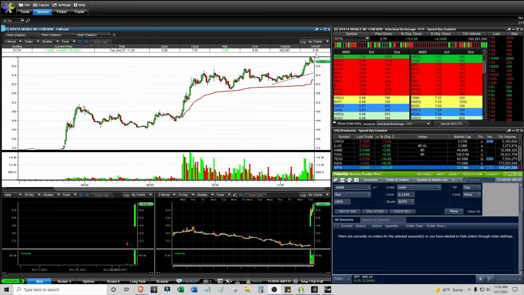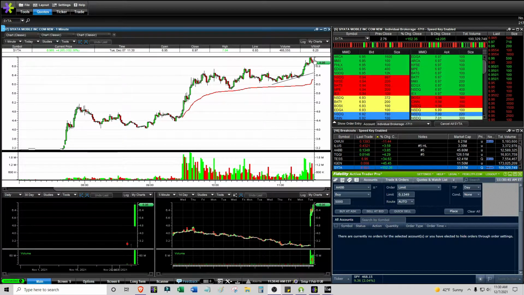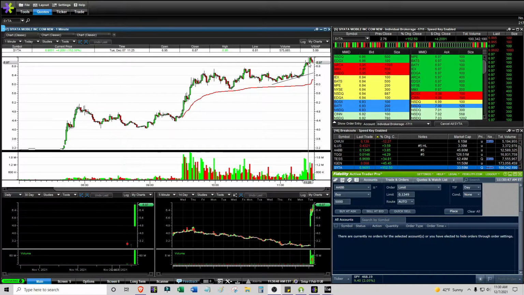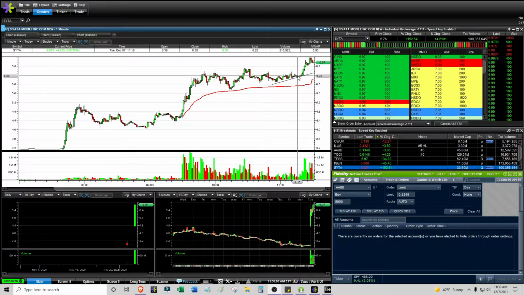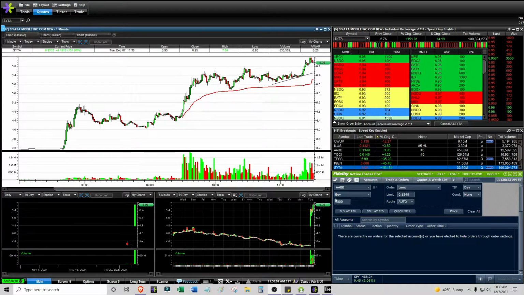That's what I have for right now. I'll make an update as to what this one does. Even if it doesn't make a nice move towards the upside even further from here, it still offered a lot in terms of percentage from where it was initially, and I think I'm pretty happy with that.